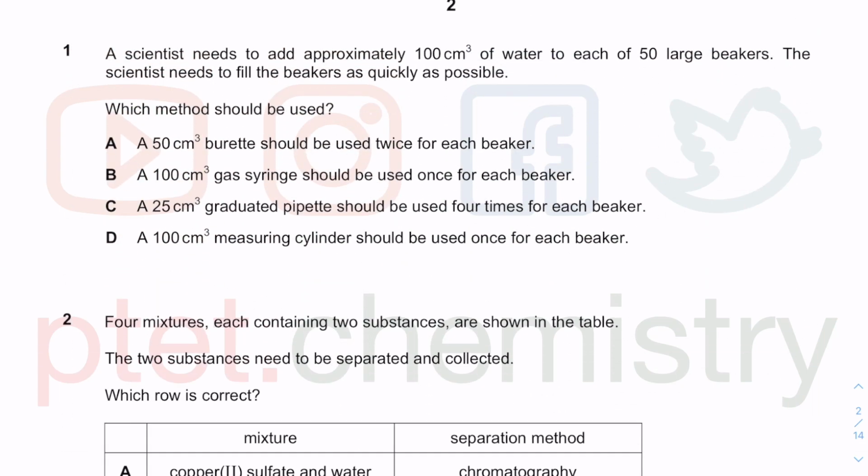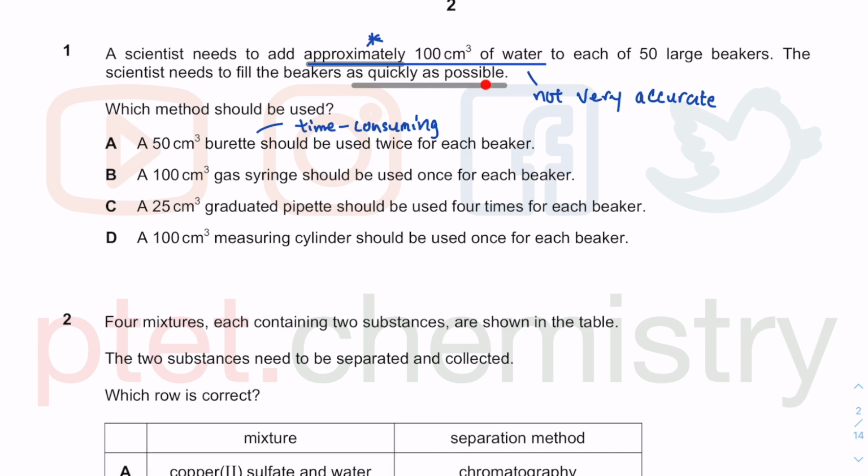In this first question, these scientists needed to add approximately 100 cm³ of water. The idea here is approximately 100 cm³ of water, so not very accurate. If the scientists wanted to be very accurate, they would have said to add exactly 100.0 or 100.00. You have each of the 50 large beakers. The idea is as quickly as possible, and the idea is also approximately. So it's not going to be a burette, as this is time consuming, and that is really accurate, but that is not really needed here because of the terms approximately as well as quickly as possible.